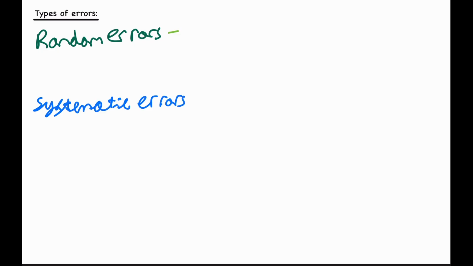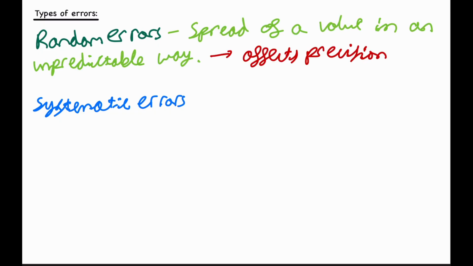Now let's move on to types of errors. There are two types of errors: either random errors or systematic errors. Random errors are the spreading of a value in an unpredictable way, which affects precision. And the most common trait of these is that it's spreading of a value in an unpredictable way, and this is what makes random errors so recognizable. An example we could say is parallax error, which is causing different readings.